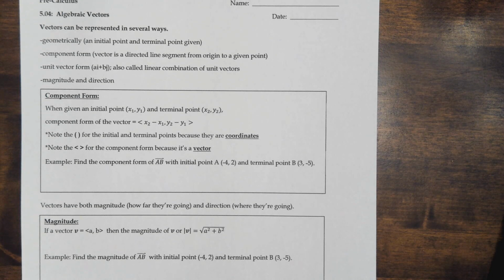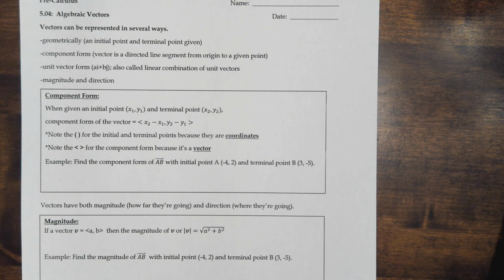Alright, so today we're going to be talking about algebraic vectors. Vectors can be represented in several ways. We've talked about it already geometrically, where you have an initial point and a terminal point given. Then there's the component form, which is when we were finding our components, which is a vector. A vector is a directed line segment from origin to a given point.